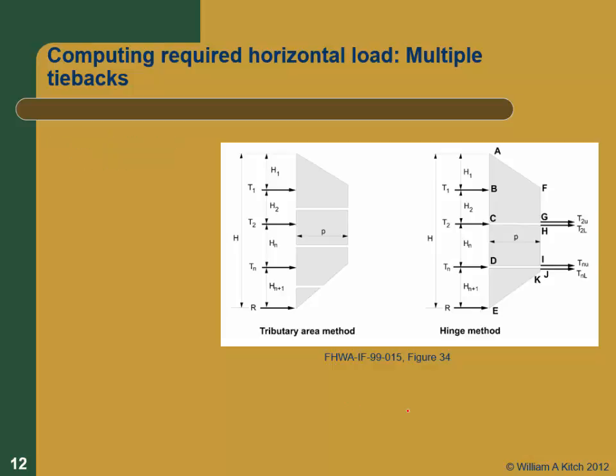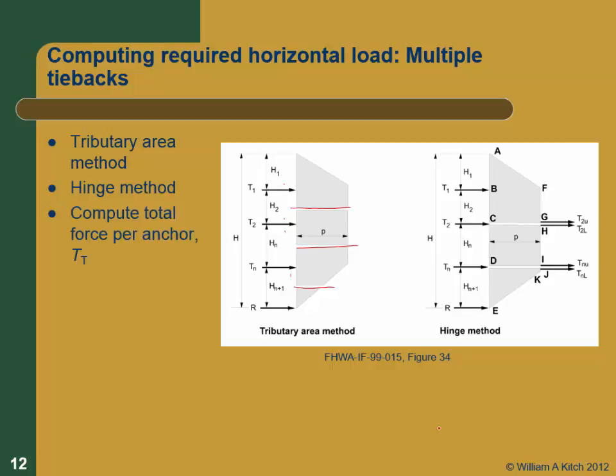For multiple tiebacks, we can then use the tributary area method, where we divide the apparent earth pressure diagram up into blocks halfway between each support location. Or we can use the hinge method. In the hinge method, we assume that hinges form at each one of these joints separately. We assume there's a hinge there to calculate this load. We assume the hinge there to calculate the reaction down there, and then we split the reaction. We'll get these reactions from the top and the center based on our different equations, and we add those together to get the loads there.